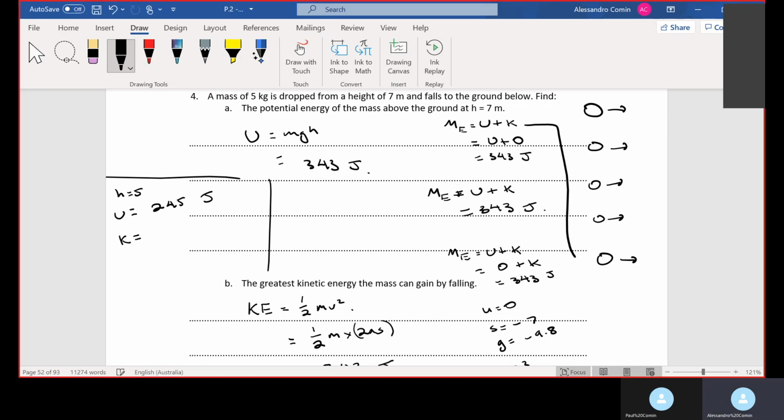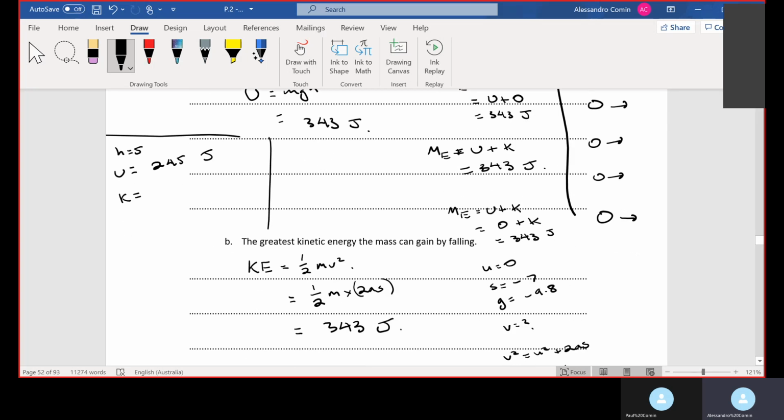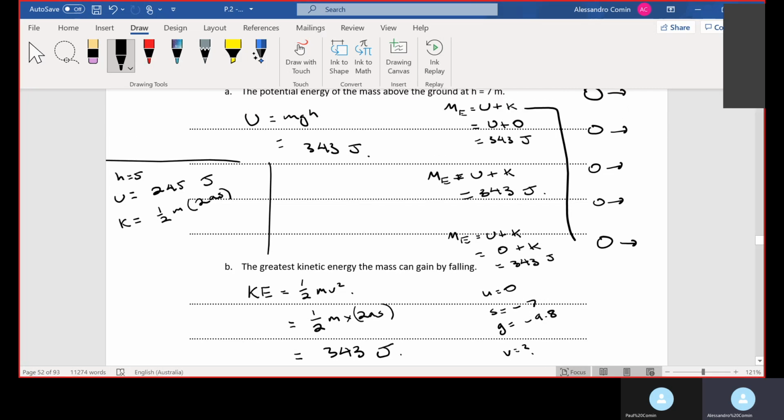K is going to equal, well, we can see here, half m times s. Remember, s is how much the ball has fallen. If h is equal to 5, s is going to equal 7 minus h, so s is just going to equal 2. So if I plug everything in, half times mass, which is 5, times acceleration, which is 9.8, times distance fallen, which is 2, I'm going to get 98.